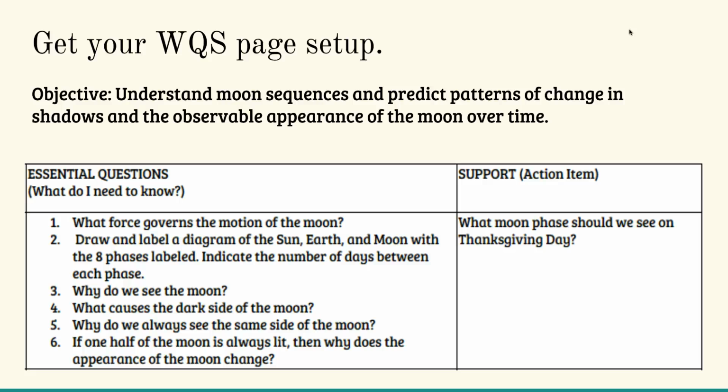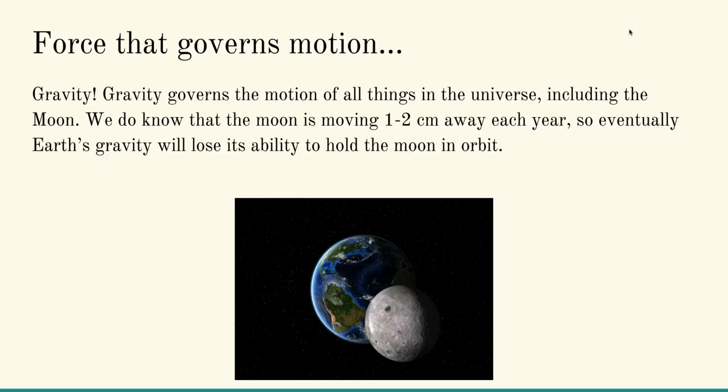Otherwise, here we go. The force that governs the motion of the moon around the Earth is gravity. We have been talking about this force. Gravity is the force that governs the motion of many objects in our universe, and the moon revolving around the Earth is no different. We do know that the moon is moving 1 to 2 centimeters away from the Earth each year. So eventually Earth's gravity will lose its ability to hold the moon in orbit. But that's going to be a long time from now. You guys don't have to worry about that.